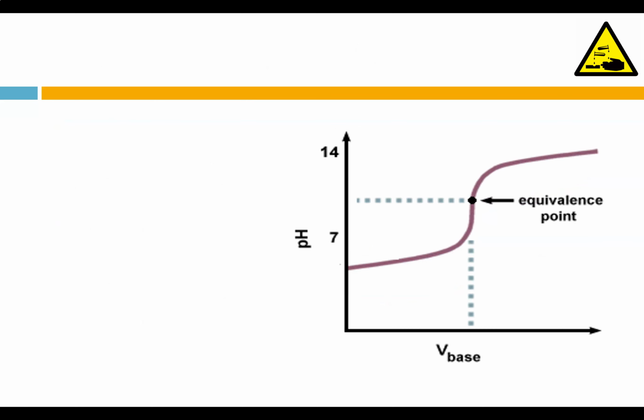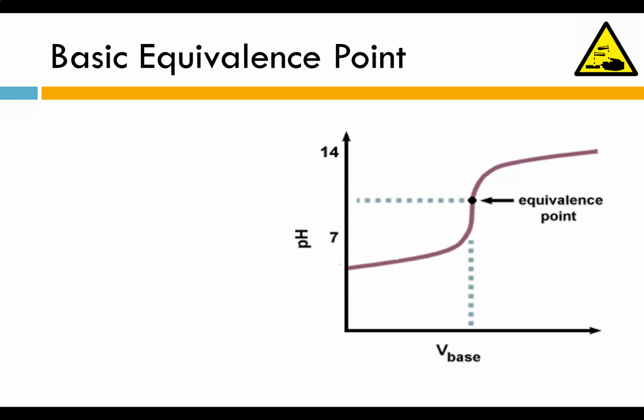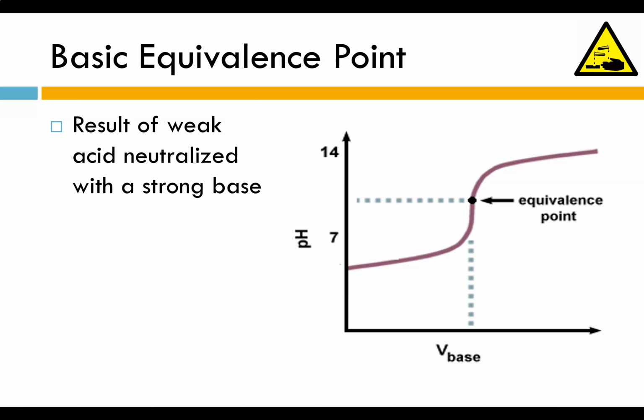All right, this one we have an equivalence point with a pH above 7. So this is our basic equivalence point. Hopefully you're kind of getting the hang of this, and you would predict that must be a strong base and a weak acid being used to neutralize one another. And our pH is going to be greater than 7, in the basic pH range.